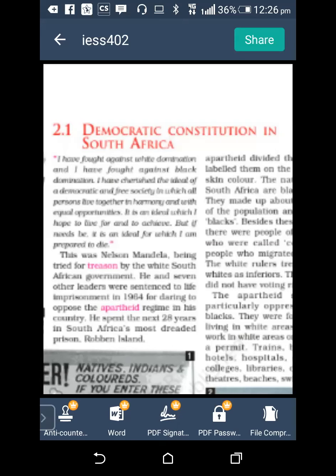Look how much good he was thinking. And for this goodness, he spent 67 years in jail. Right? So together in harmony and with the equal opportunities means everyone is equal before the law. Everyone should get equal opportunities. It is an ideal which I hope to live.